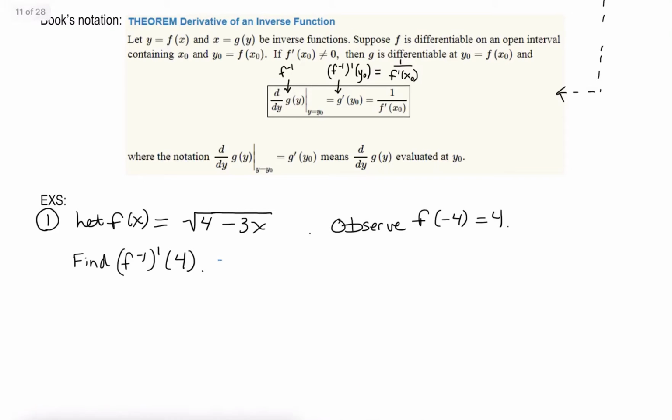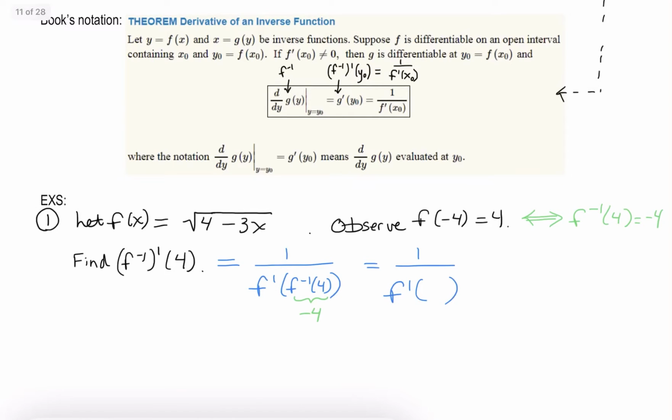So f inverse prime at 4 is equal to 1 over f prime of f inverse of 4. So that's what we just developed. Now, f of negative 4 is equal to 4. This is true if and only if f inverse of 4 is equal to negative 4. So this means f inverse of 4 is equal to negative 4. Okay, so I now have 1 over f prime of negative 4.